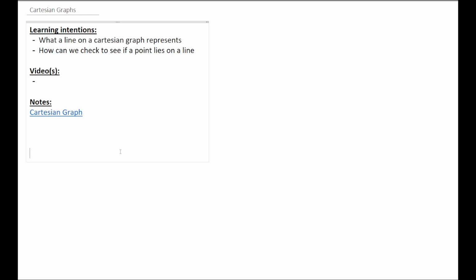This video is going to go through Cartesian graphs, what a line on a Cartesian graph represents, and how we can check to see if a point lies on a line.